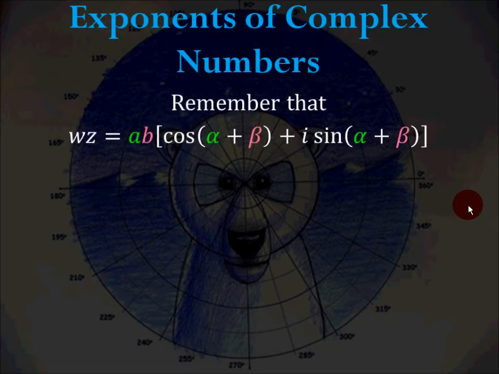So, remember that yesterday we learned that the product of two complex numbers in polar form, WZ, is AB times the quantity cosine of alpha plus beta plus i sine the quantity of alpha plus beta. In other words, when you're multiplying two complex numbers in polar form, you're first going to multiply their R values, this is the A times B, and then you are going to add the angles together and put those in for the cosine and the sine angles.